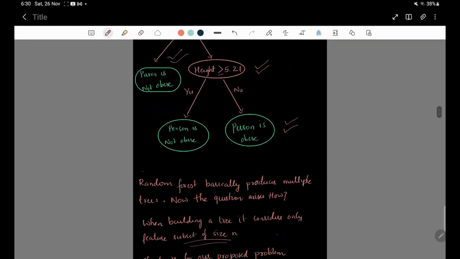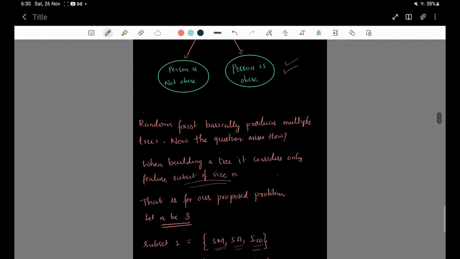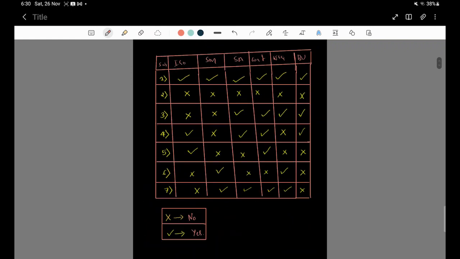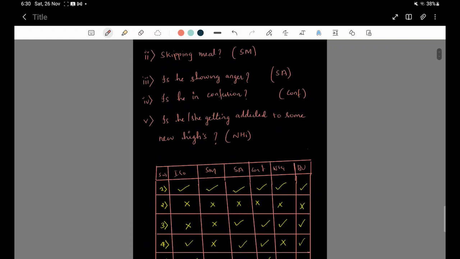Now once we have understood how a decision tree works, let us understand how random forest works. Random forest basically builds multiple trees. Now let us understand how random forest basically builds multiple trees from the given data set. If I look back to my question, I basically have 5 feature points. That is, I am asking the question whether the person is isolated or not.